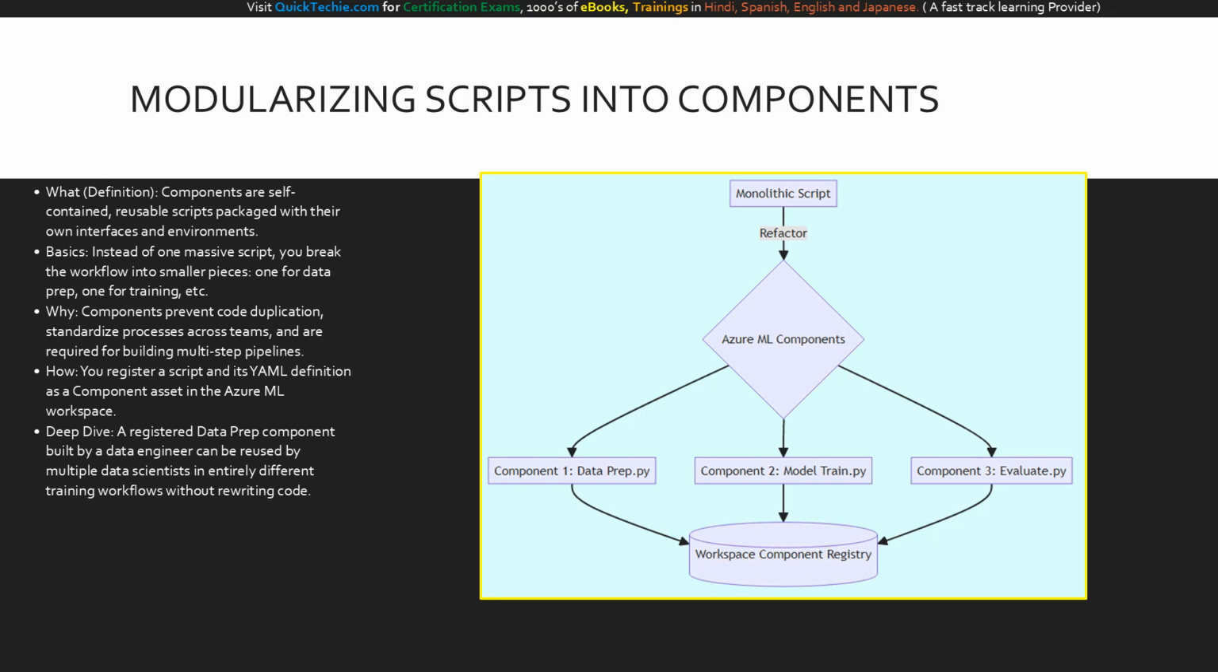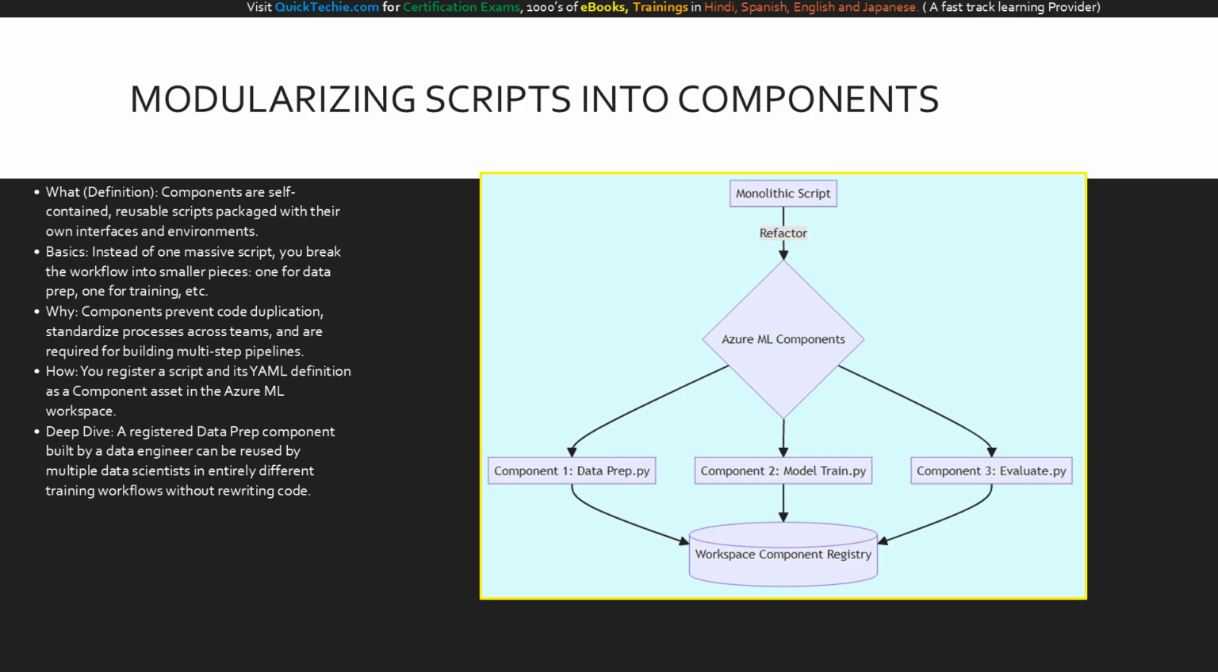As your enterprise architecture grows, single scripts become too complex. We must modularize our code into components. What are components? They are self-contained, highly reusable blocks of code packaged with their own inputs, outputs, and runtime environments. The basics of component design involve breaking a massive, monolithic script into logical steps, a specific script for data preparation, and a separate script for model training.